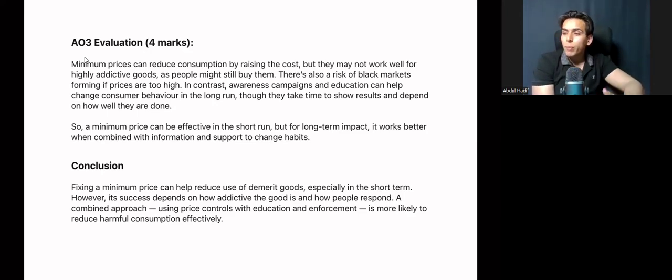And how will they stop consuming demerit goods for a longer time? Through advertisement, through knowledge, through education. So you need to use both of them together, so that in the short run, people are discouraged due to the increase in price level, and in the long run, people are discouraged due to information that was being passed to them during that short run time period. Everything clear?